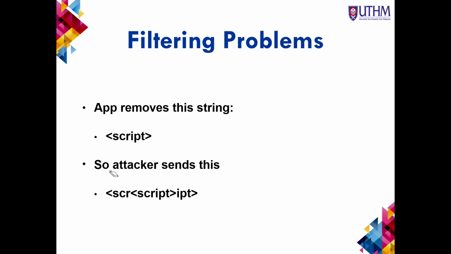Multi-step validation. The app first removes one pattern, then removes another, and the attacker sends this. So this is not being filtered, and it can bypass the security.